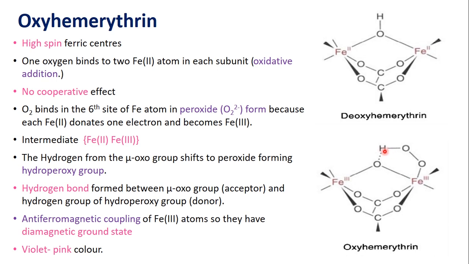Later, this hydrogen and the oxygen present in the bridge position form a hydrogen bond. Here this oxo group acts as the acceptor and this hydrogen acts as the donor. Similarly, as I mentioned in the deoxy form, there is antiferromagnetic coupling between these two Fe3+ metal atoms, and hence they are in the diamagnetic ground state.